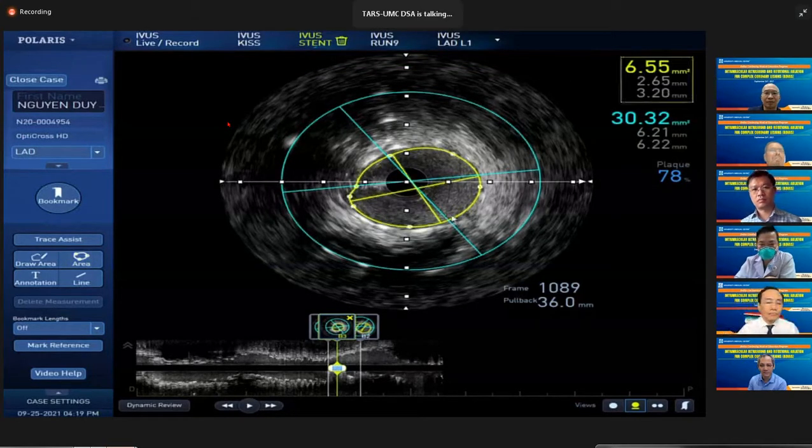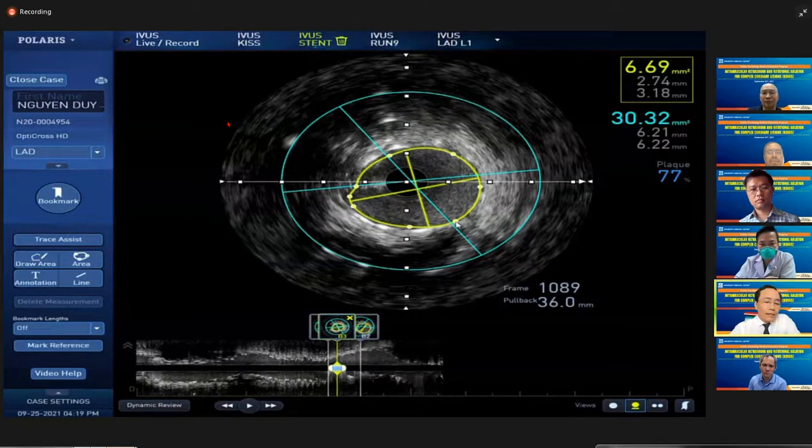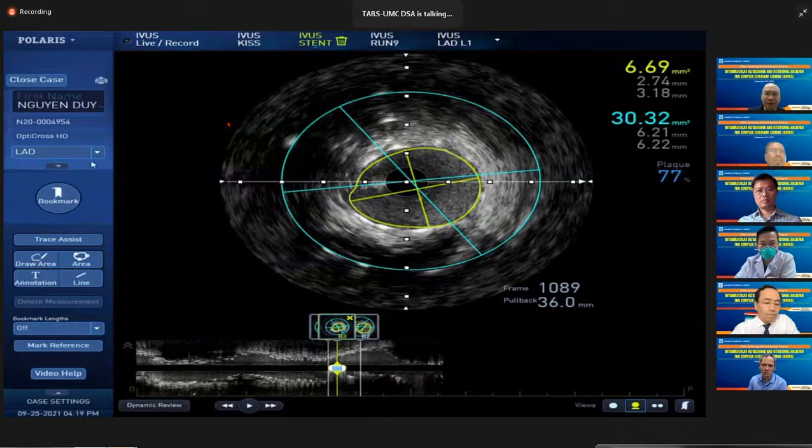Okay, so I finished the procedure. Final shot. LAD is awesome, about 7. LCx is awesome, a little over 6, and left main about 11. I think it's good enough.